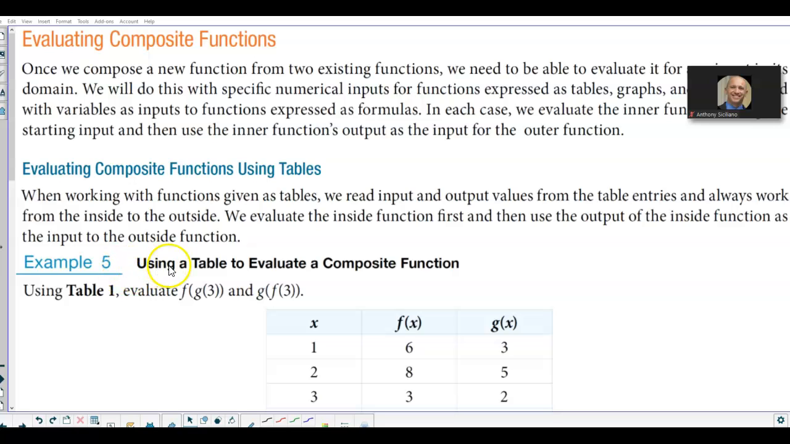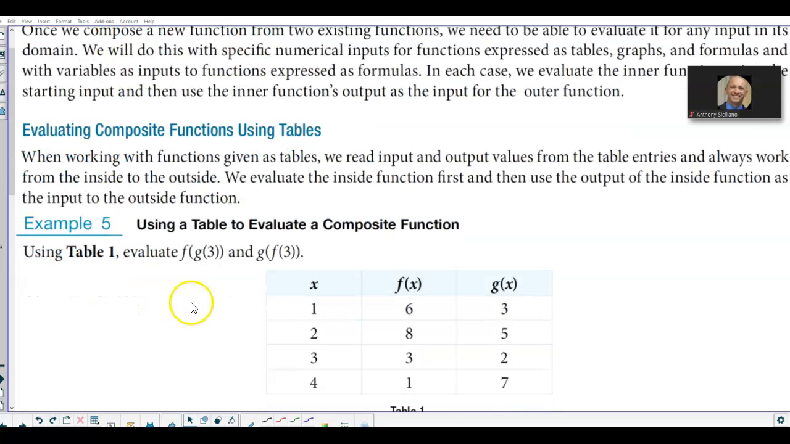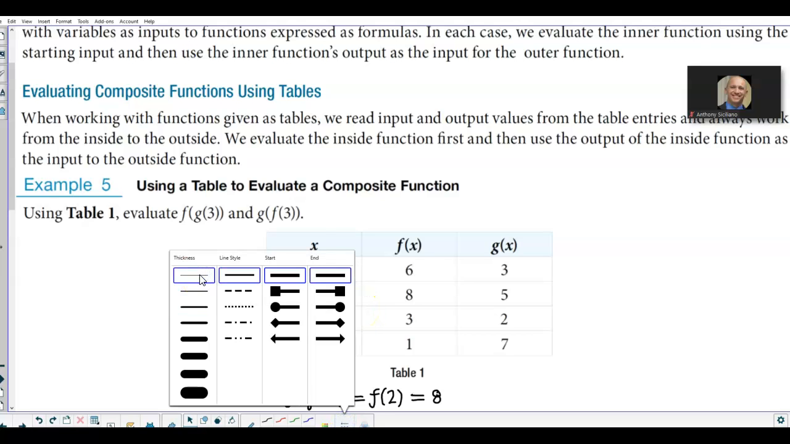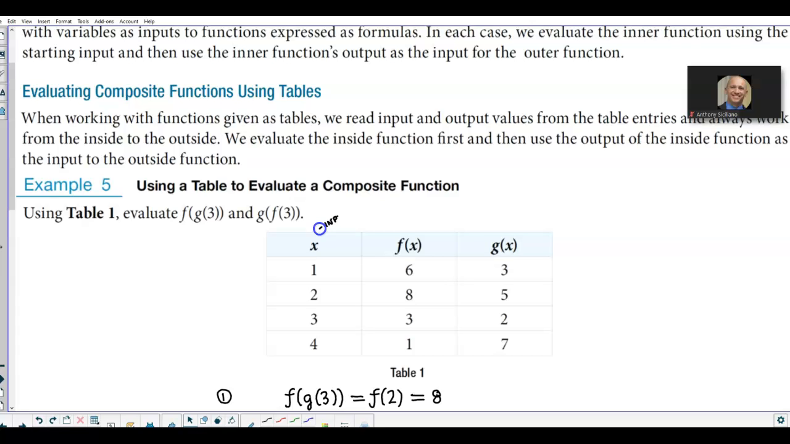Now, example number 5, we're going to use a table to evaluate a composite function. Using table 1, we're going to evaluate f of g of 3, and then the second one we're going to evaluate g of f of 3. So let's take a look at what the table states. The first column is x, and this is your input. The second column is the output for f of x, and the third column is the output for g of x.